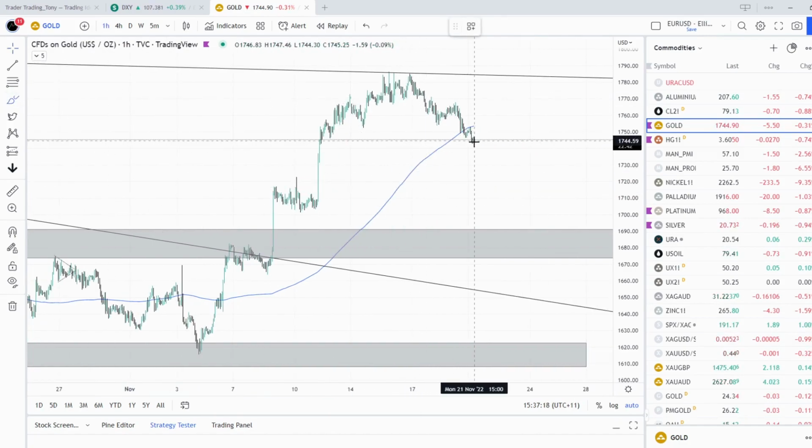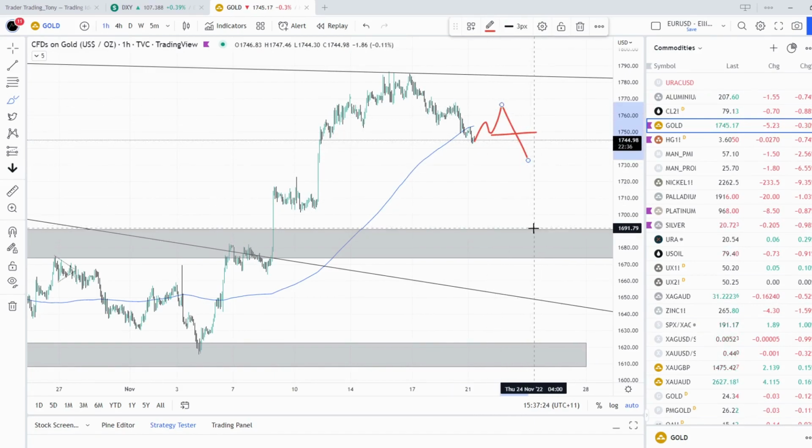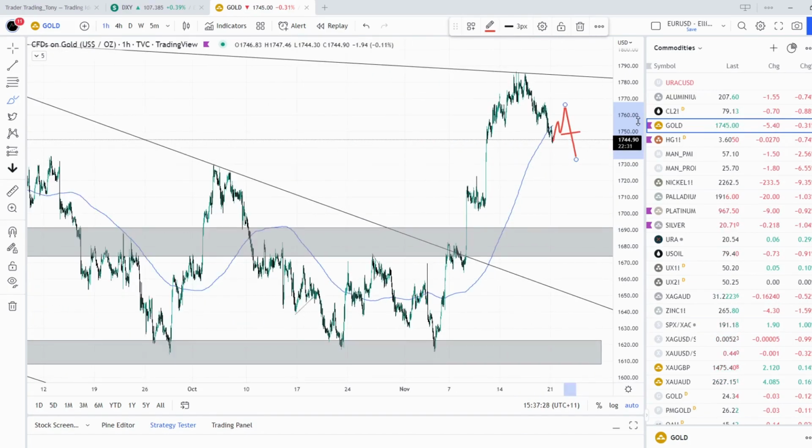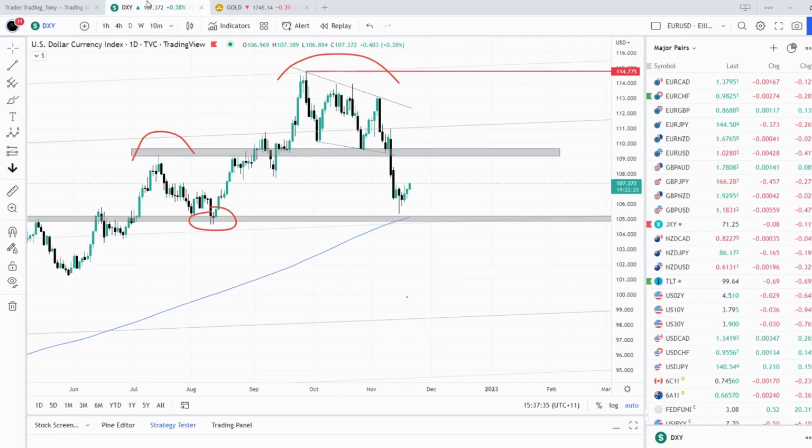So if gold has an ABC correction, we can then look for short trades down beneath wave B for the longer target of roughly 1700, maybe 1690. So we're out of the market on gold at the moment, but we are looking to get back in over the next couple of days. So, a weaker gold play does align with a stronger DXY. Remember, gold and the dollar index tend to have an inverse correlation.